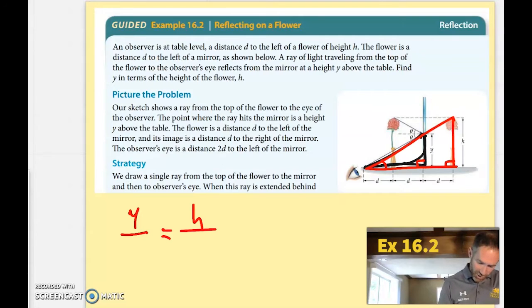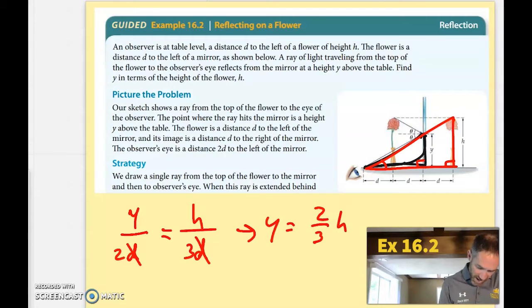And so over on the black triangle, the base of that is 2d's, and over on the red triangle, the base of that is 3d's. Now, I could multiply both sides by a d or cancel these d's out, and I can see then that the y is 2/3 of the h. Now, it looks pretty good like that from the picture.